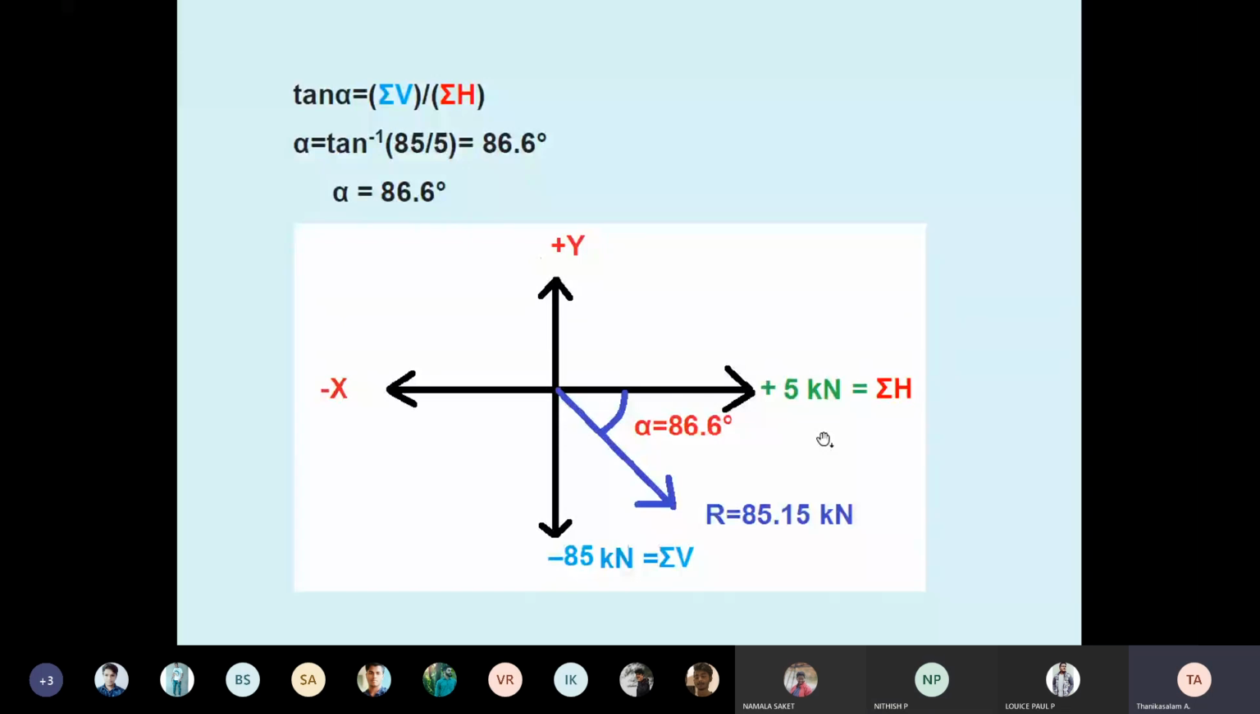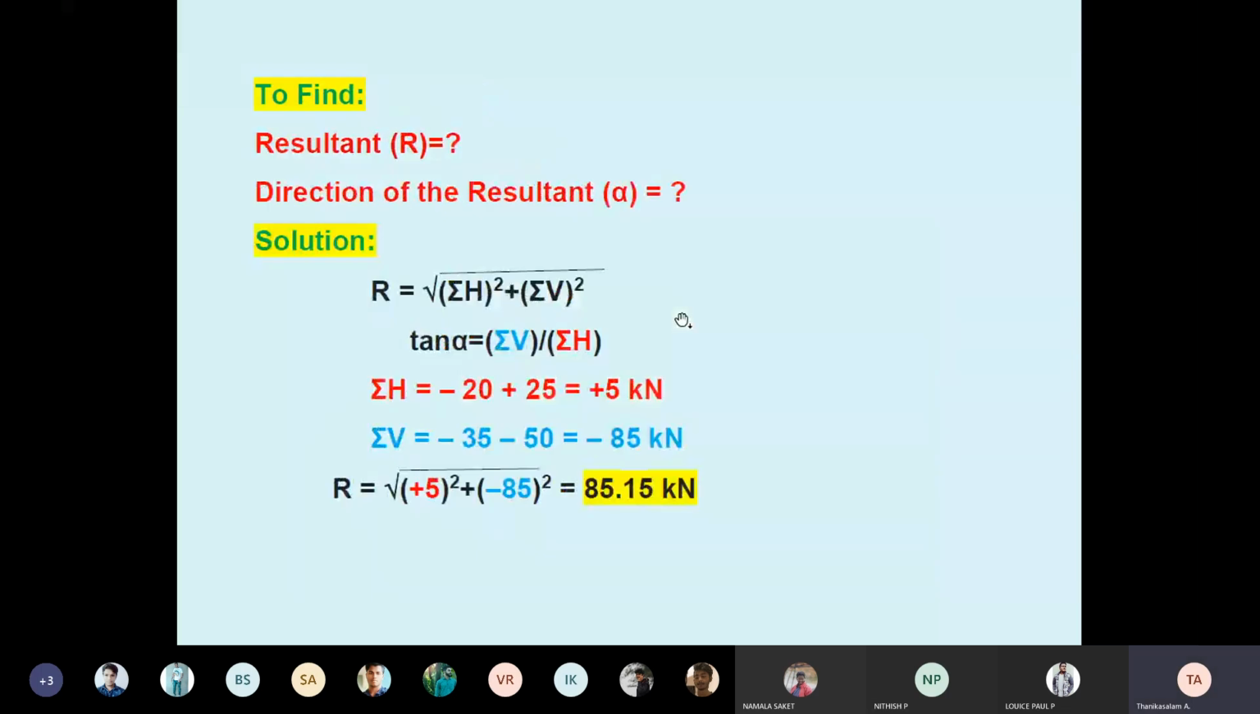This is the way for this problem I gave. Suppose in any problem, x minus and y plus means second quadrant. If x, that is the horizontal value, is minus and the vertical value is minus, third quadrant. The x means H here, y means V here. So x here is plus 5 kilonewton, V is minus 85 kilonewton. Therefore, the resultant lies in the fourth quadrant. Alpha I am writing always with respect to x. Always write the resultant direction with respect to x only. Alpha equals 86.8.